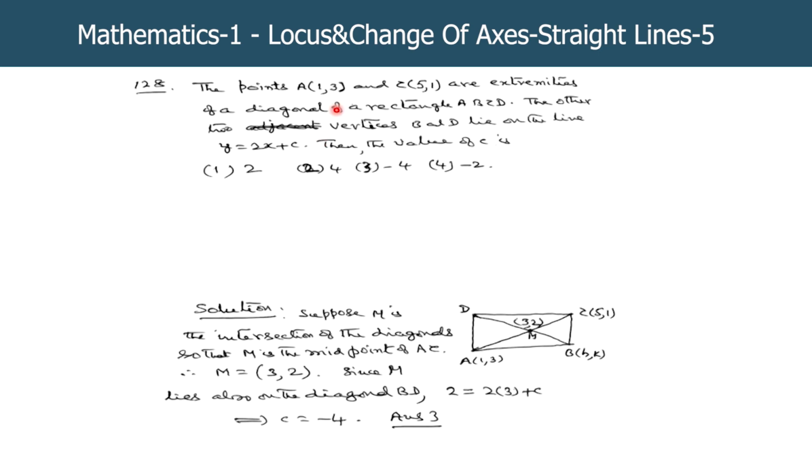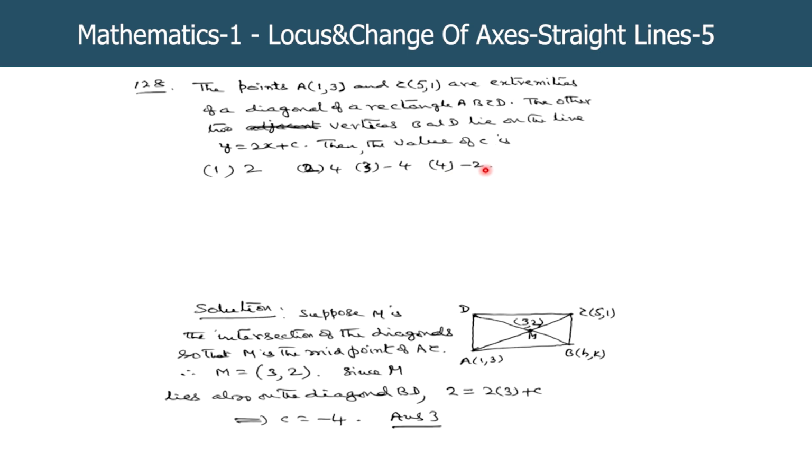The points A(1, 3) and C(5, 1) are extremities of a diagonal of a rectangle ABCD. The other two vertices B and D lie on the line y is equal to 2x plus c. Then the value of c is: 1) 2, 2) 4, 3) minus 4, and 4) minus 2.